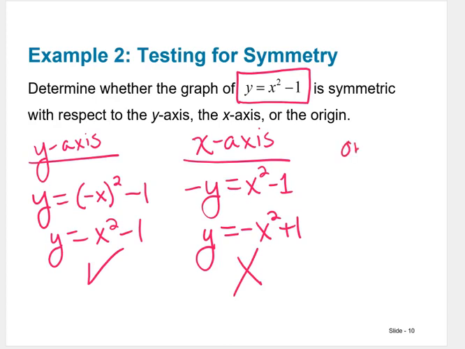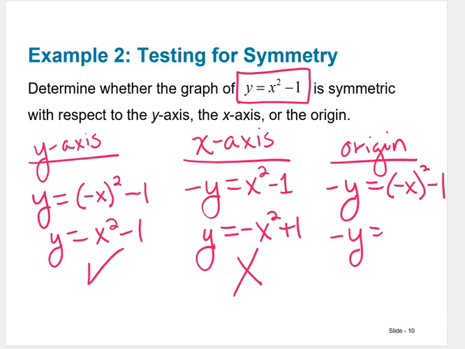And then if you're going to check for symmetry about the origin, you're going to plug in both at the same time. So instead of a y, you're going to plug in negative y, and instead of an x, you're going to plug in negative x. Same time. Okay, then you're going to clean it all up. So let's clean up the x first. So negative x squared is still x squared minus 1, and then divide everything by negative 1, and I get negative x squared plus 1. So notice, again, this is not the same. So it does not have symmetry about the origin.